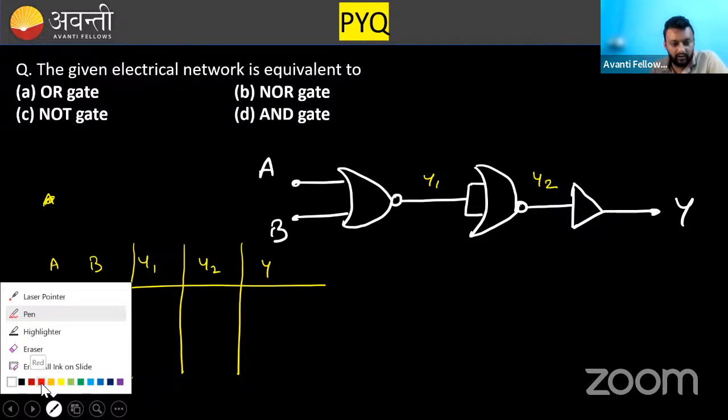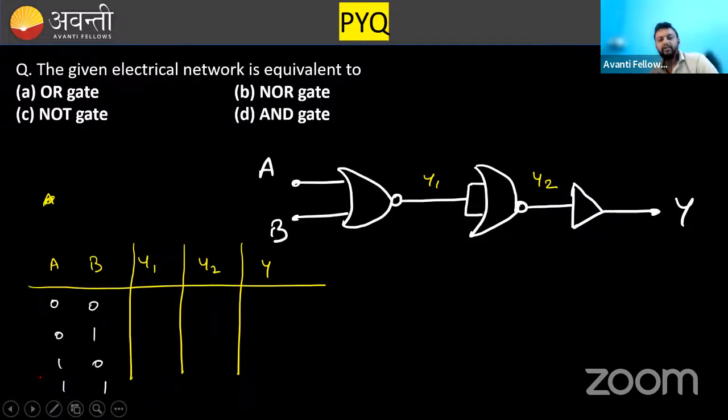Okay, first of all, what we will do, I have mentioned the inputs. The possible input values are 0, 0, 0, 1, 1, 0, and 1, 1. Now, this is NOR gate. So we can get the value of y1 very easily. This is NOR gate. If it is NOR gate, then value of y1 will be. Can anyone answer what is the value? What are the values of y1? That is 1, 0, 0, 0. Is this point clear? This is NOR gate. So what are the values of output of y1? That is NOR gate output. That is 1, 0, 0, 0.